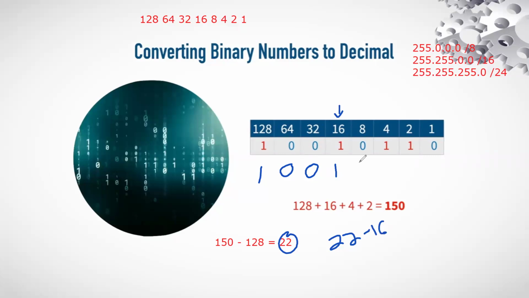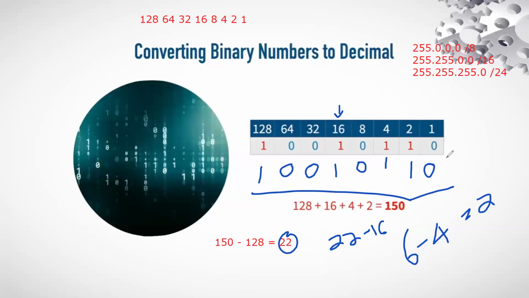Is 6 greater than or equal to 8? No. Just give it a 0. Is 6 greater than or equal to 4? Yes, 6 is greater than 4. So we give it a 1. Then 6 minus 4 is 2. Now we have 2. Is 2 greater than or equal to 2? Yes, it is equal. We mark it as 1. We don't have any more values here, so we just give it 0. That's your binary.